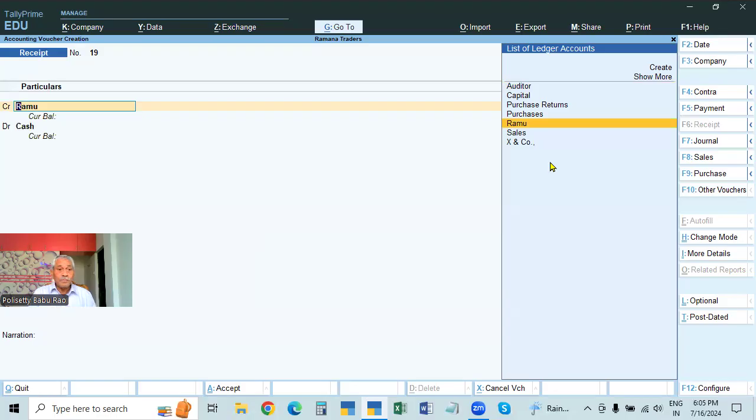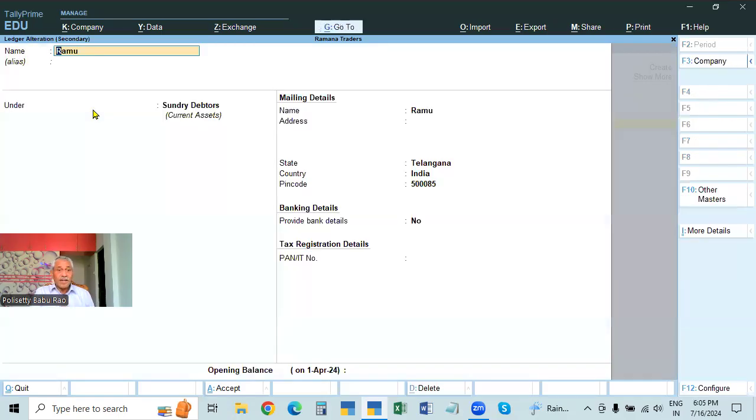How to know whether he is a debtor or creditor? We do not go to the creation button or the alter button. The nature of the account we can see right here. When the cursor is here, press Ctrl+Enter. When we created the ledger, that page will open. This is called alteration. The first time it shows ledger creation, and afterwards, whenever you open it, it will show as ledger alteration.